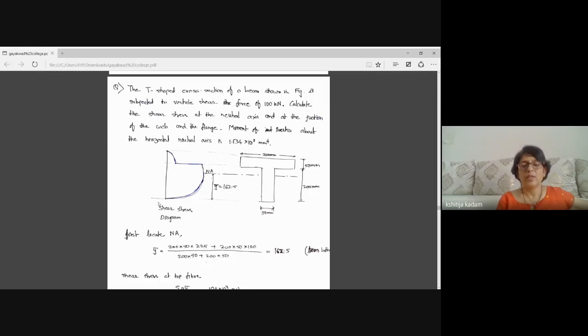Similarly, at bottom fiber, shear stress is 0. Why? Because in the very first formula which I have given, A y bar is the moment of area beyond that fiber. I have said beyond that fiber. That doesn't mean above or below. So if I'm considering the lowest fiber, the area beyond it, below it, is 0. So shear stress here will also be 0.